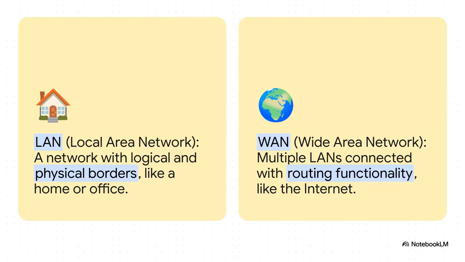Our tiny data packet has just been born inside a local area network, or LAN. The easiest way to think of this is as its local neighborhood, your home, your office. But its destination is way, way out there, on the wide area network, the WAN, which is basically just countless neighborhoods all connected together to form the internet.